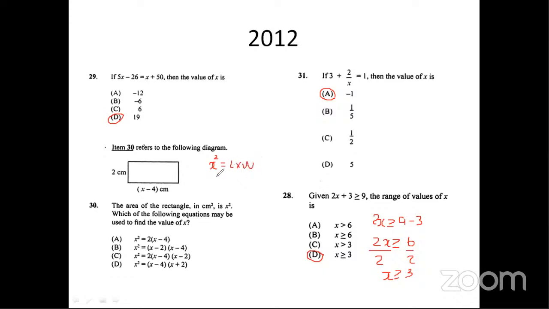All right. So right away, we can decide what is our length and what is our width. What's our length? X minus 4 centimeters. What's our width? 2 centimeters. Keep on multiplying. Length and width are the same unit. So x minus 4 times x minus 2. Which one is the answer? A.